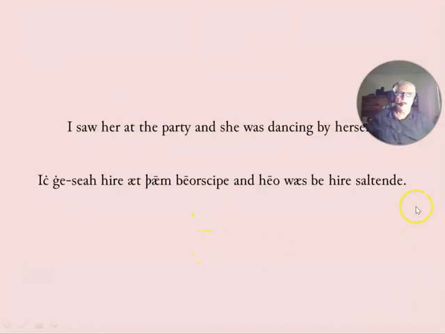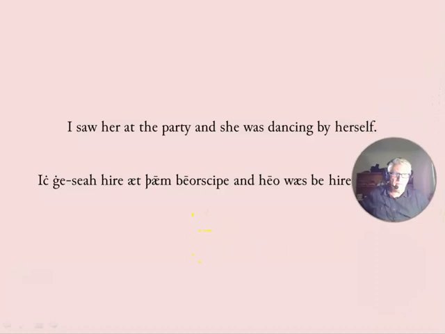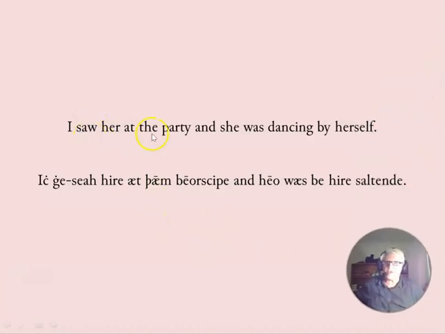Okay, all right, now here are the examples. I saw her at the party and she was dancing by herself. So we've got some reflexives here, and let's see how we reflexive pronouns, herself, for instance. And you can see that we're going to translate that as here.